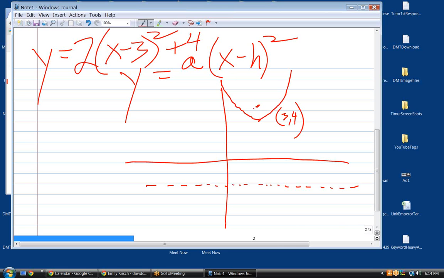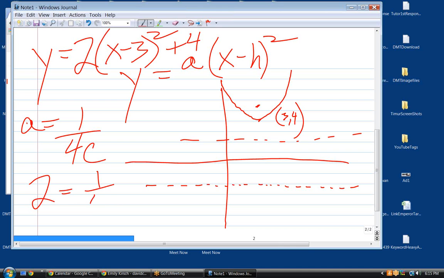And we want to solve for that point and this line. So A is 2. So A equals 1 over 4c. What does c equal to? Plug in for A and then solve for c. So 2 equals 1 over 4c, because this was A. And now solve this equation for c.